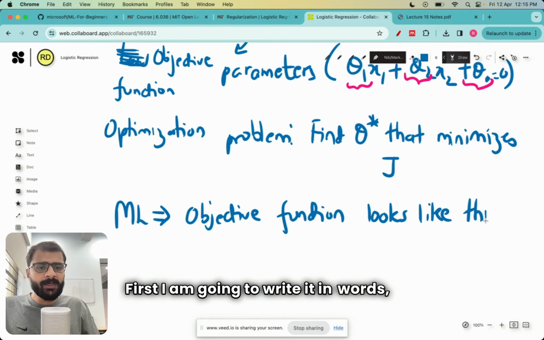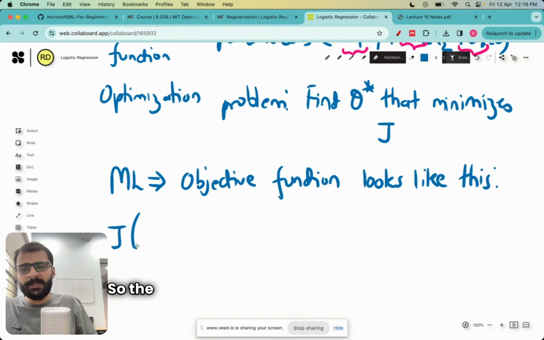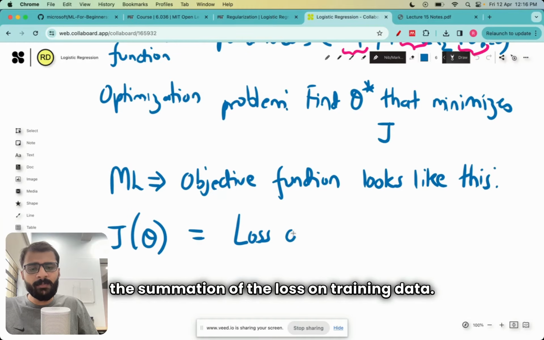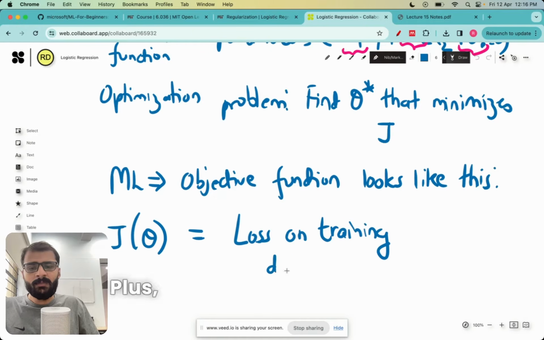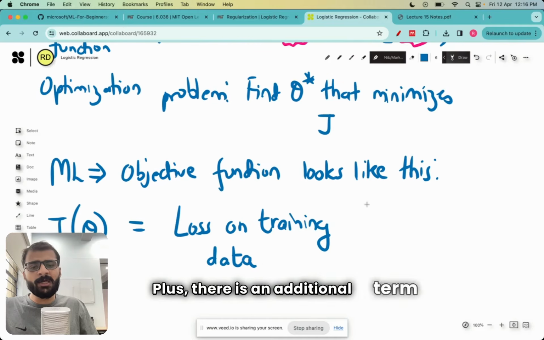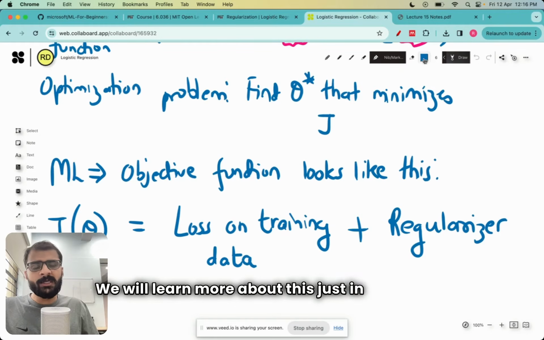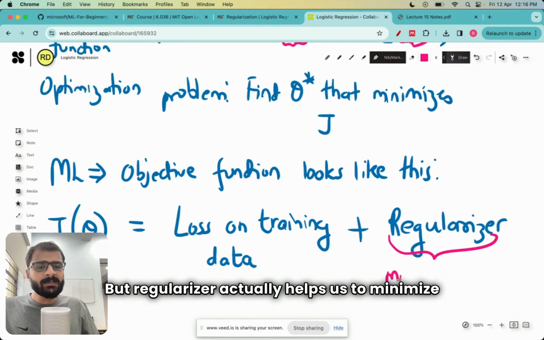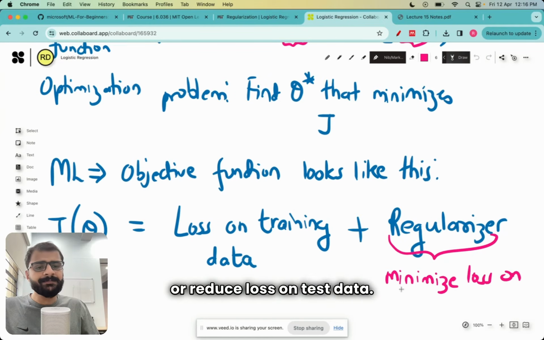First, I'm going to write it in words, and then I'm going to write it in mathematical formula. So the objective function J of theta is always the summation of the loss on training data. So we want to minimize the loss on training data, plus there is an additional term which is called a regularizer. We will learn more about this just in a moment. But the regularizer actually helps us to minimize or reduce loss on test data.